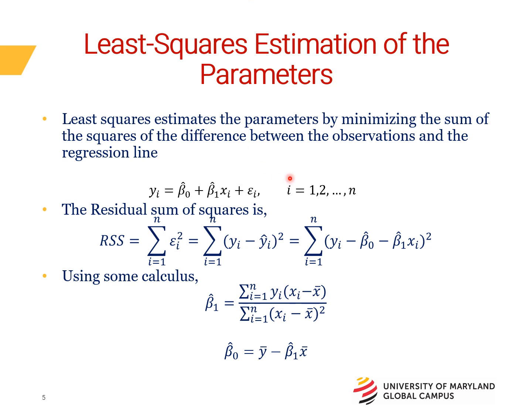So least square regression is about minimizing the residual sum of squares. Here the residual sum of squares is the sum of the error terms of each observation, which is nothing but the difference between the observed value and the estimated value of the response. We square that difference, sum over all the observations, and try to minimize that. That is what we do in least square. We try to minimize the total sum of squares.